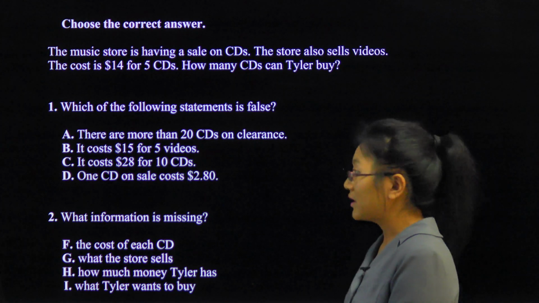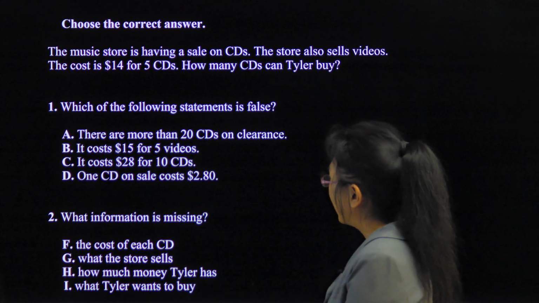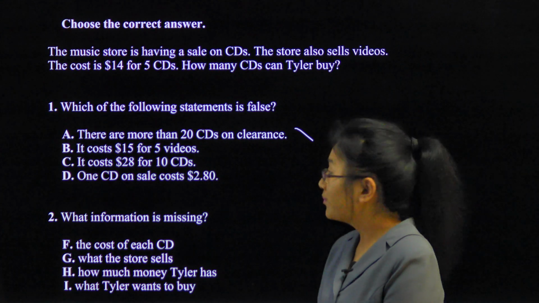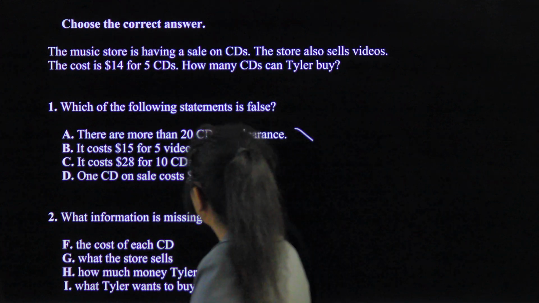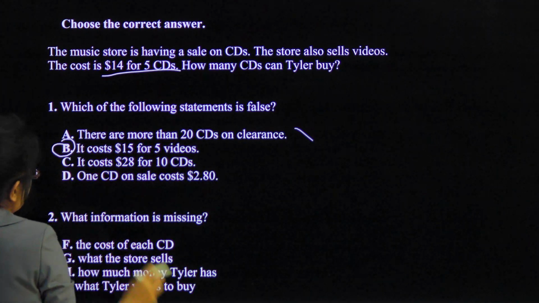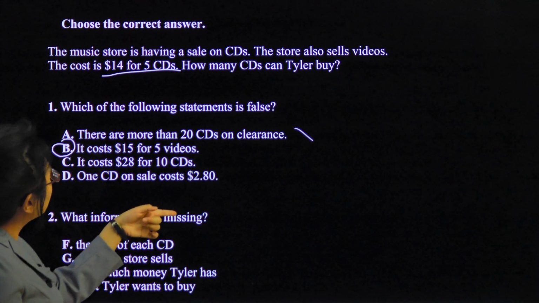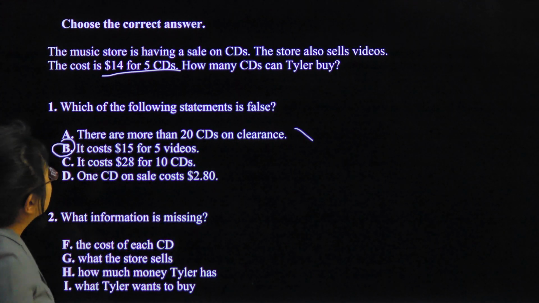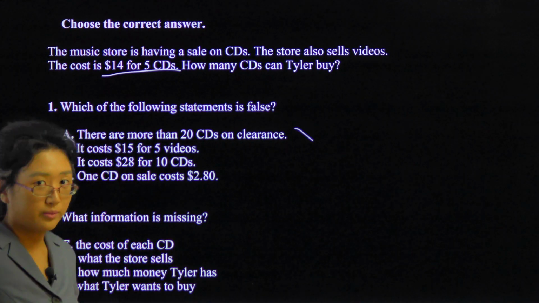So which of the following statements is false? There are more than 20 CDs on clearance. It never said anything about this. So we're gonna put it on hold for now. It costs $15 for 5 videos. That's obviously false, because it says over here it costs $14. But we should still look at the other answers. It costs $28 for 10 CDs. That's true. 1 CD on sale costs $2.80. That is, if you do a division, that is also true.